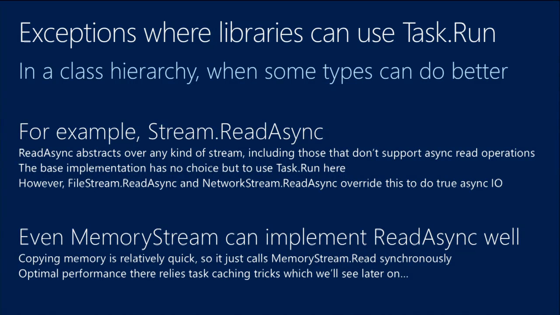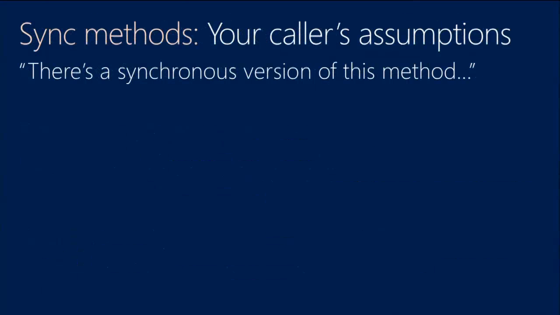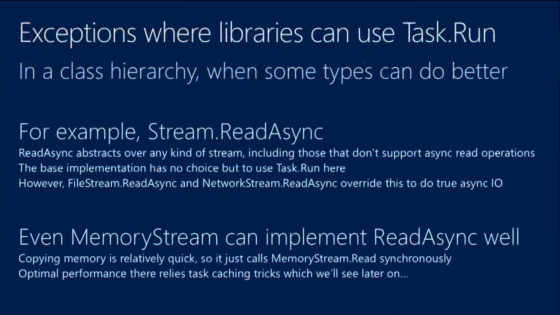Now, certain stream-derived types do override it with much more efficient implementations, like file stream, network stream, I already mentioned, have got true async implementations. Actually, even memory stream implements it much better. You ask yourself, how can memory stream implement it better? How can memory stream have a true async implementation of read async? The answer is it doesn't.